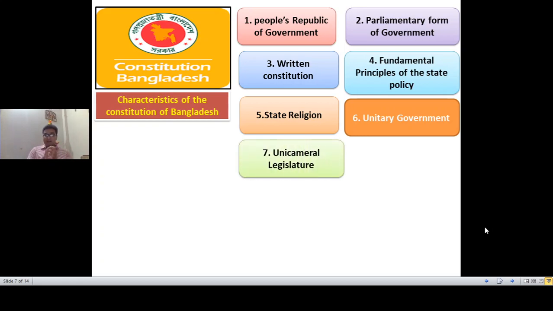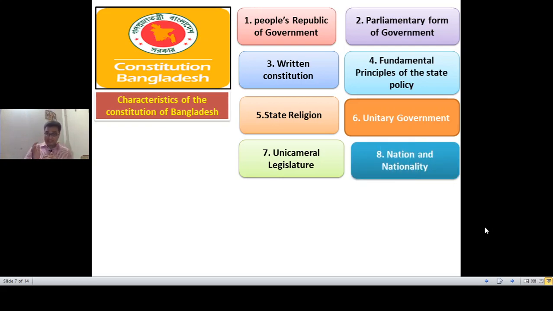Next, unicameral legislature. Okay, so basically there are two types of parliament houses all over the world. One is bicameral parliament, and another is unicameral parliament. Unicameral parliament means one house parliament, and you know we have one house parliament, and the name of our parliament is House of the Nation. Okay, so this is one of the characteristics of the constitution of Bangladesh.